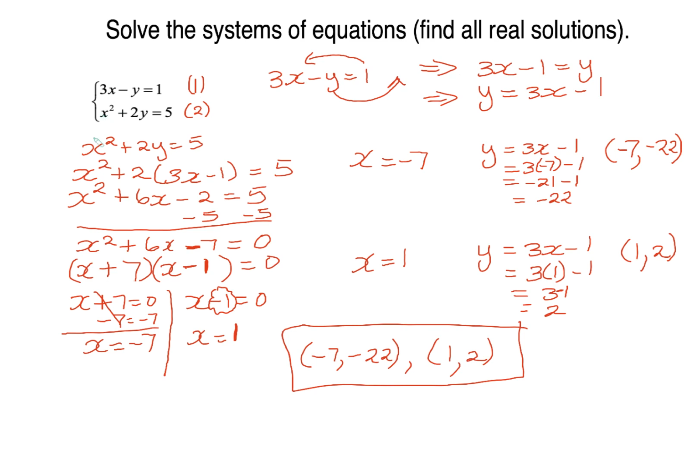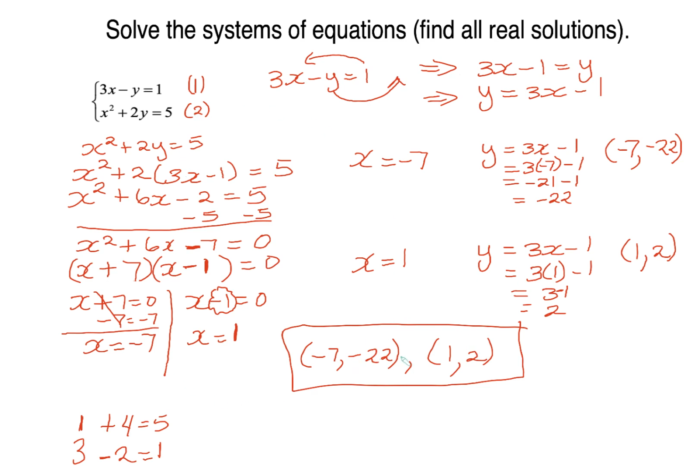1 squared is 1, plus 2 times 2 is 4. And guess what? That gives me 5. And if I check with number 1, 3 times 1 is 3, minus 2, I get 1. So 1 and 2 works. You can try with the -7 and the -22 as well, and you will see that they are also correct.